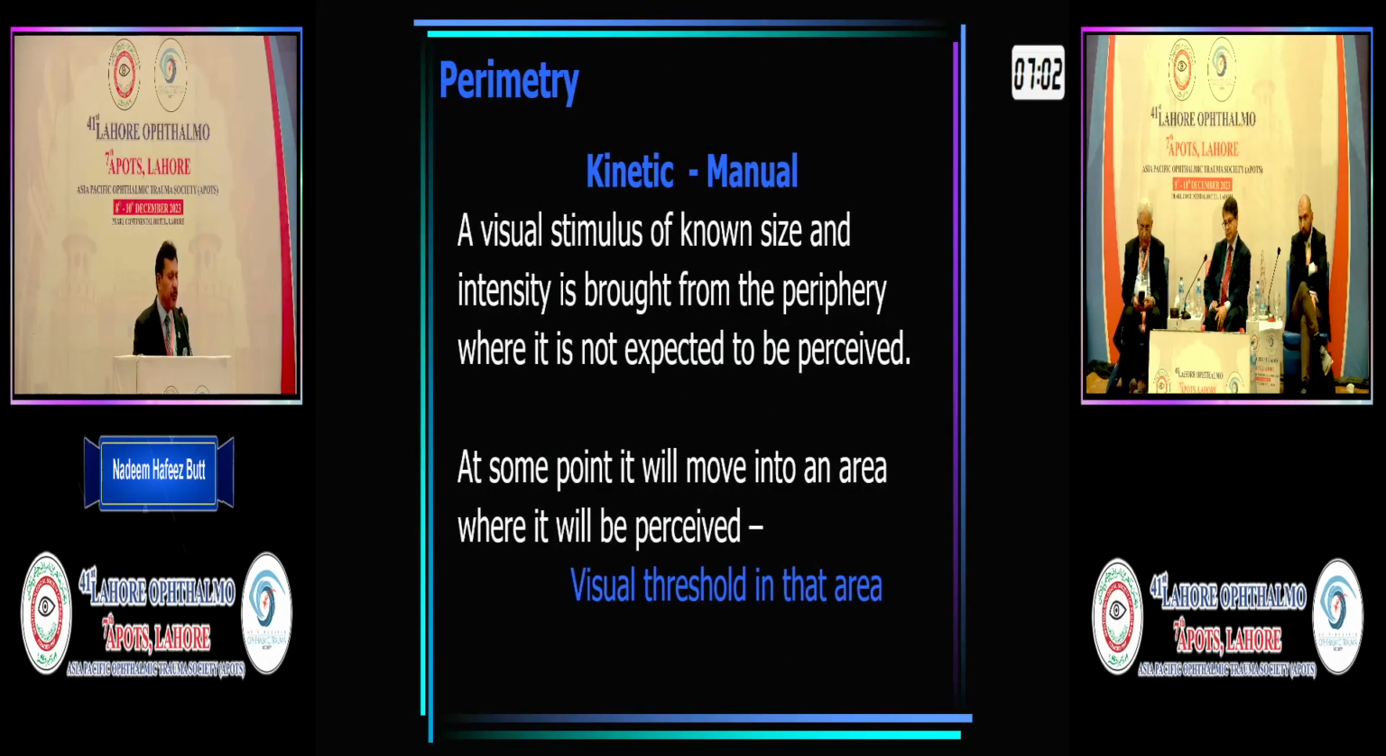So perimetry is basically of two types. One is the kinetic and the other is static. The kinetic is mostly manual. We used to do it in the form of the Tangent screen or Goldmann perimeter, and a visual stimulus of known size and intensity is brought from the periphery towards the center, from where it is not expected to be perceived, and at some point it will move into an area where it will be perceived, and that is the visual threshold in that area.